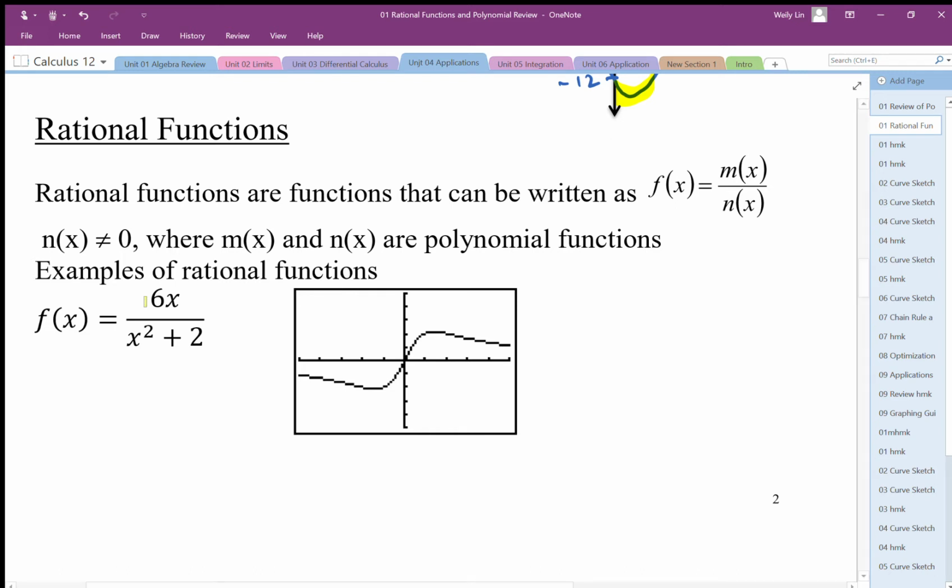Okay, so here's a rational function. What we're often looking for in rational functions is where the denominator is equal to 0. In this case here, however, the denominator is not equal to 0, so we end up with graphs that look like this. There's no vertical asymptote. So it's possible that there are no vertical asymptotes in some of these, but for the most part, we're looking for where the denominator is equal to 0.